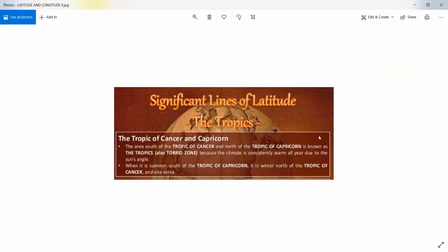When it is summer south of the Tropic of Capricorn, it is winter north of the Tropic of Cancer, and vice versa. So, when it is winter in the Tropic of Cancer, it is Christmas there, while Christmas is in summer in the Tropic of Capricorn.